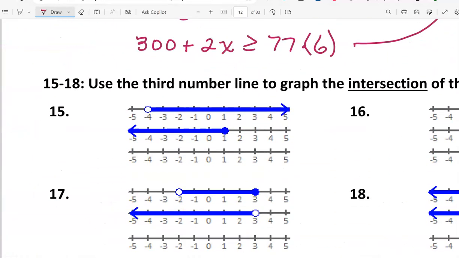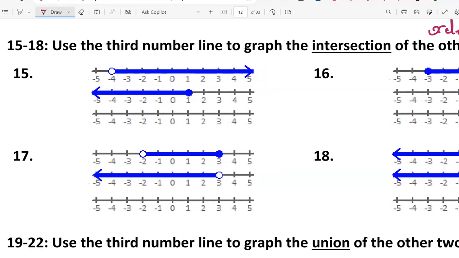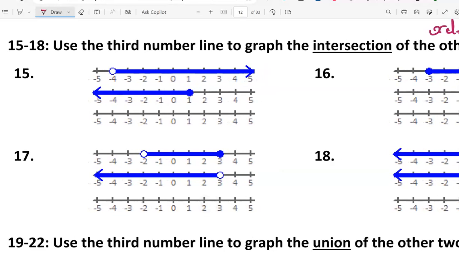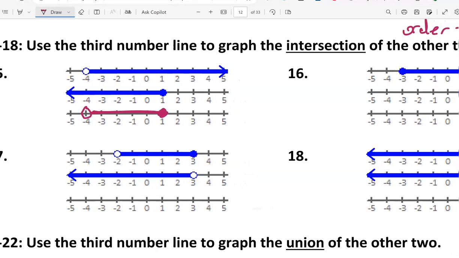All right, in number 15 through 18, we are going to use the third number line to graph the intersection. In 15, the intersection is what the two graphs have in common. So they have in common everything between -4 and 1. And we need to consider the endpoints. The 1 is filled in on the second graph. That means it's going to be included because it is part of both graphs. The endpoint is not filled in on the top graph at -4, so that's not in both graphs, so we won't include it in the intersection.